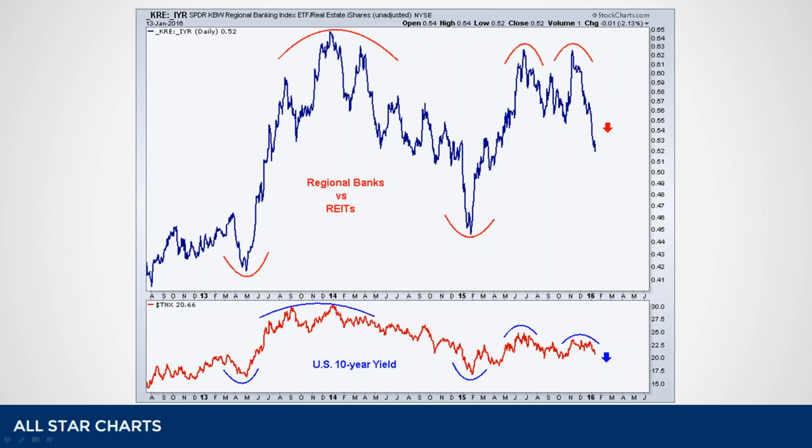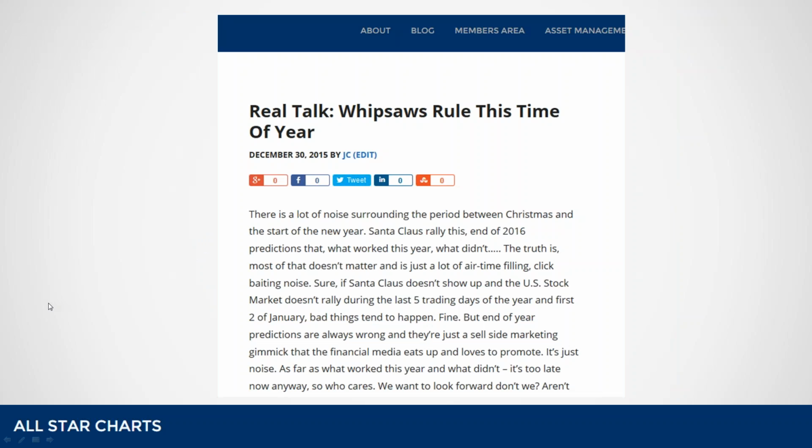And regional banks to REITs are a leading indicator, and they're crashing and making new lows. The 10-year yield has not broken down. I mean, it's broken down, but we're not making new lows below last year's lows from the summer and the fall like we are in the ratio. But I think that's where we're headed. And I think that this ratio, as a leading indicator, is telling us that.